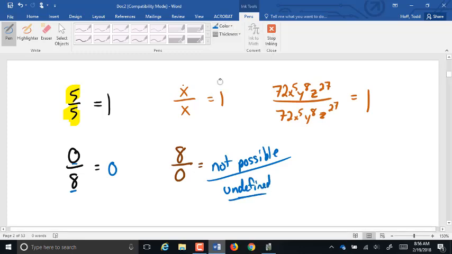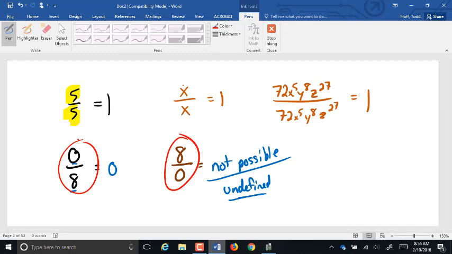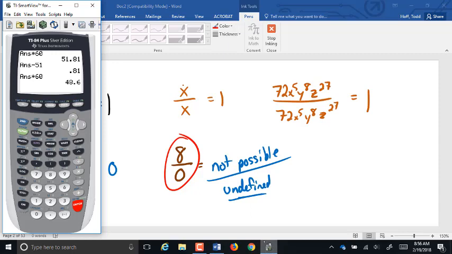We've mentioned a couple of times that a fraction and a division problem are kind of interchangeable. You can turn a fraction into a division problem and a division problem into a fraction. If I turn this one into a division problem, 0 over 8 would be 0 divided by 8. My calculator handles that just fine, spits out 0.